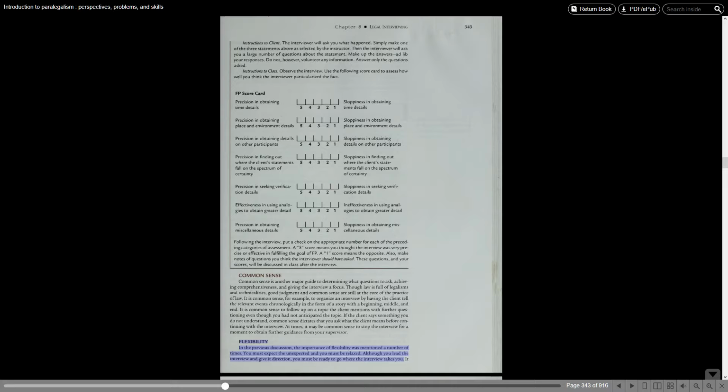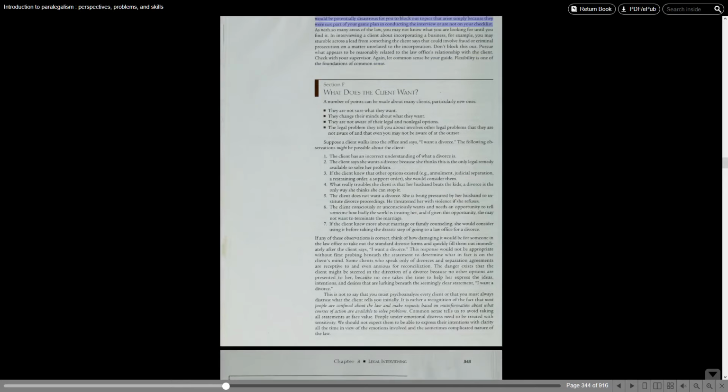You must expect the unexpected, and you must be relaxed. Although you lead the interview and give it direction, you must be ready to go where the interview takes you. It would be potentially disastrous for you to block out topics that arise simply because they were not part of your game plan in conducting the interview or are not on your checklist.